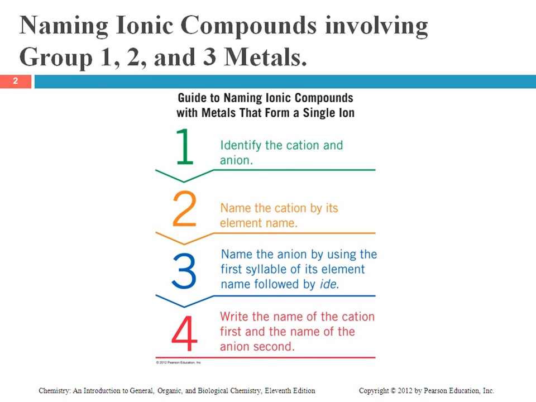So we're going to learn how to name ionic compounds with metals that form only a single ion. These include the metals that we've discussed so far, your group 1, your group 2, and your group 3A metals. So I probably should have even put A there. These are your representative metals.